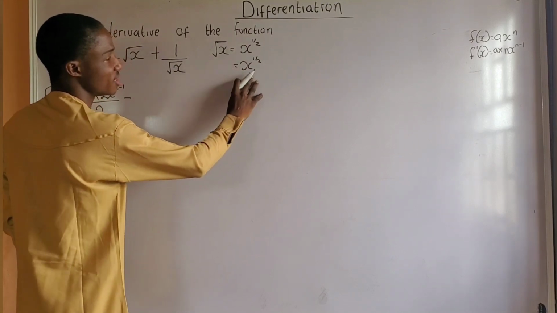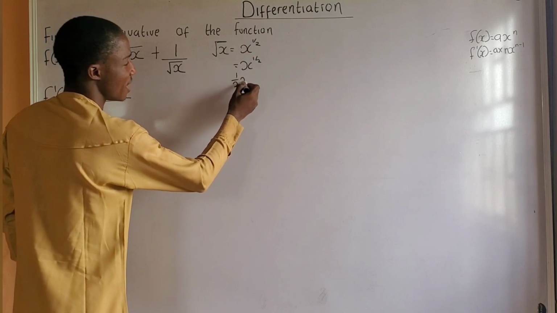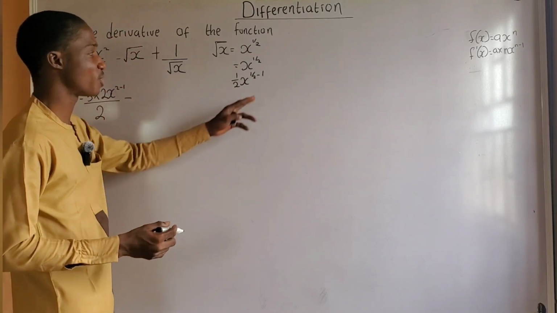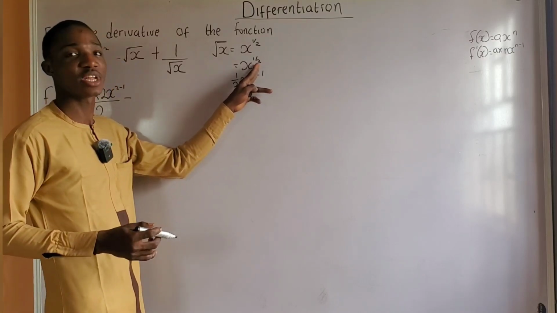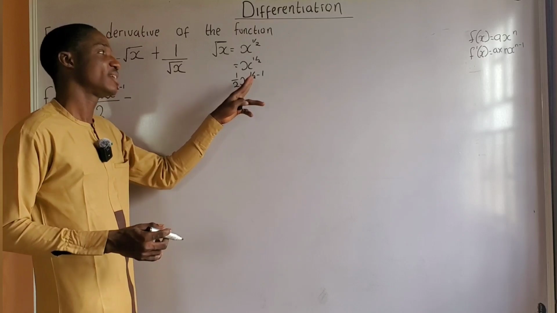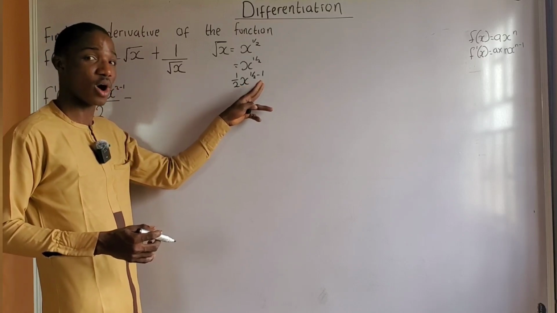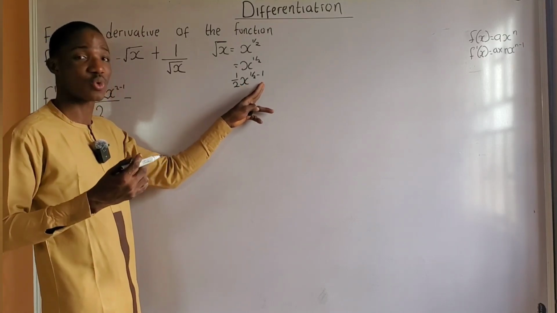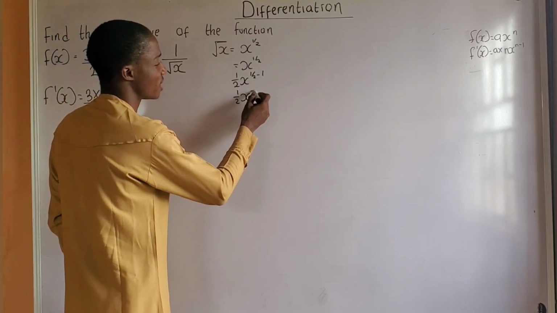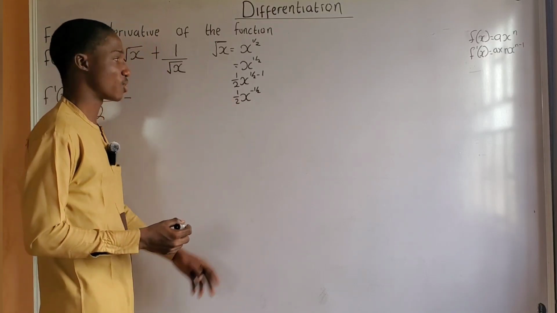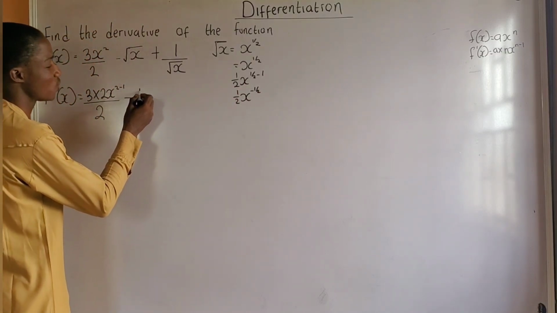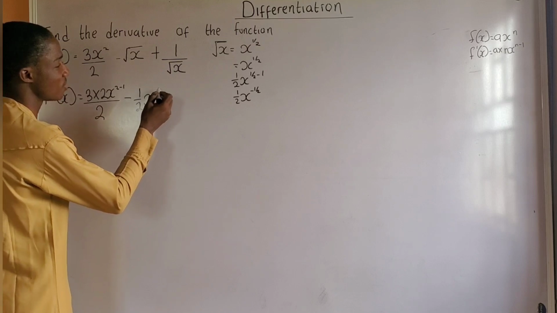If you want to differentiate this, what are you going to have? 1/2 x^(1/2 − 1). Is that not it? Because I told you, according to the polynomial rule, you use the exponent to which x is raised to multiply the coefficient of x. Then the exponent is going to reduce by 1. You're going to subtract 1 from the power. So here, I'm going to have 1/2 x^(−1/2), because 1/2 minus 1 gives us negative 1/2. So for this, I'm going to have minus 1/2 x^(−1/2).